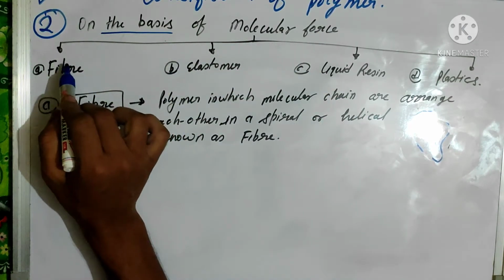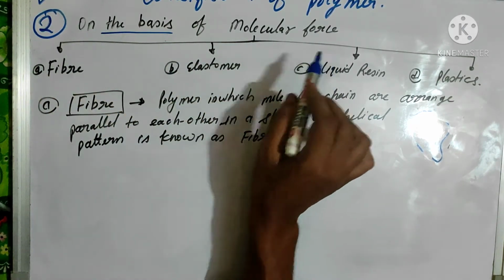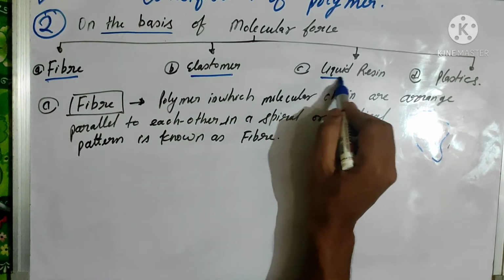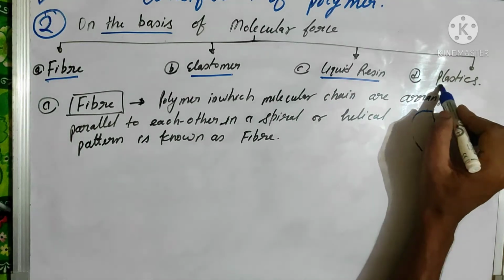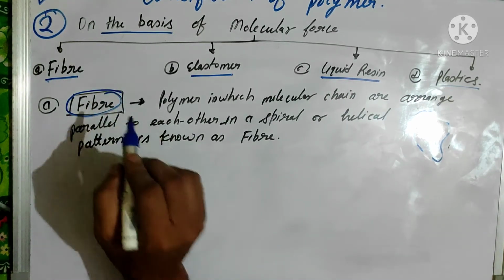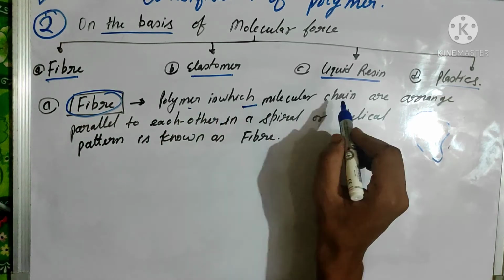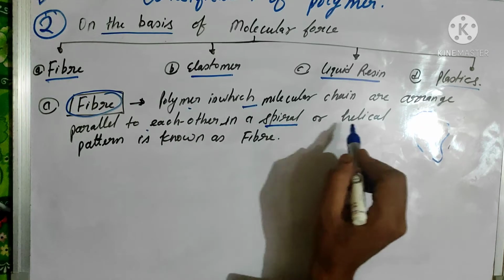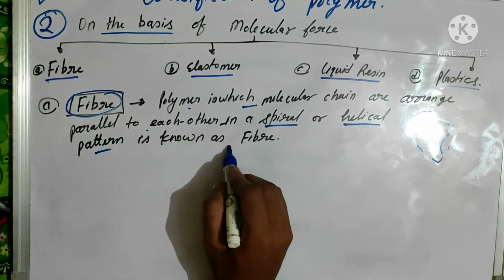Classification of polymer on the basis of molecular forces. The polymer is categorized into four types on the basis of molecular forces. First is the fiber, second is elastomer, third is liquid resin, and fourth is plastics. Fiber: the polymer in which molecular chains are arranged parallel to each other in a spiral or helical pattern is known as fiber.